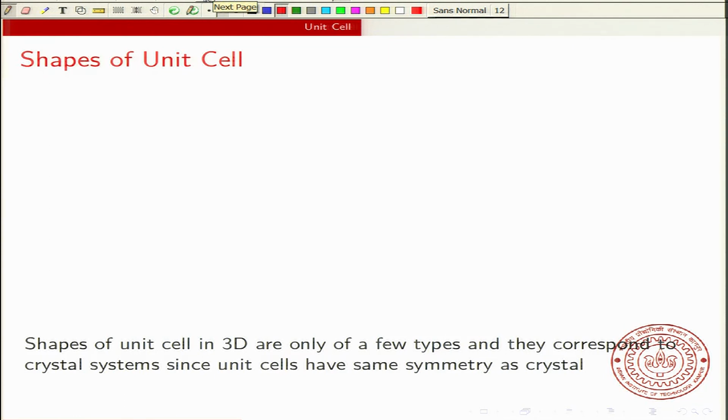So, the shapes of the unit cell can be understood in terms of this parallelepiped. So, we have A, B, C, and you have alpha, beta, gamma. Now, suppose I say that A, B and C are all different from each other. So, A is not equal to B, B is not equal to C and C is not equal to A. Similarly, alpha, beta, gamma are different from each other. This is the most general cell, and basically there is no restriction.